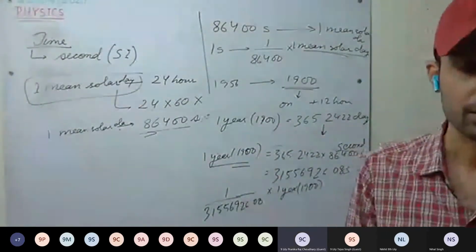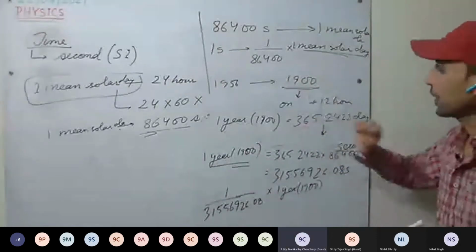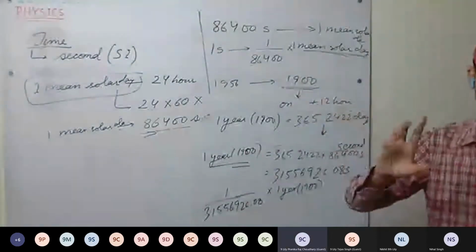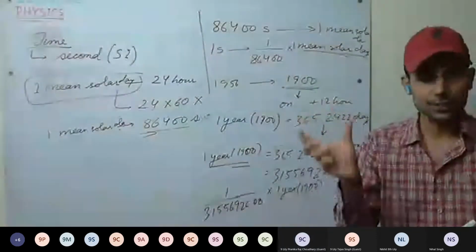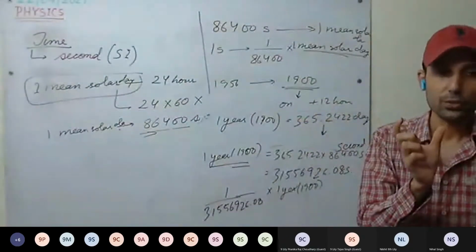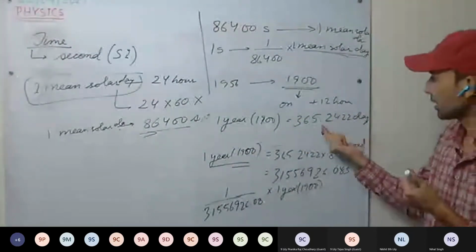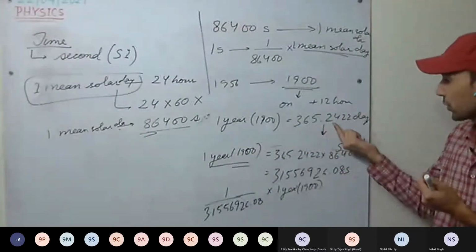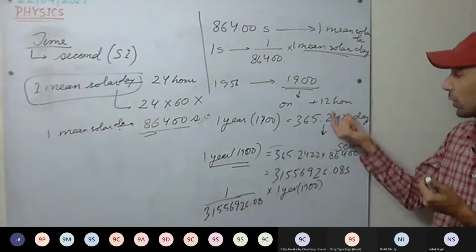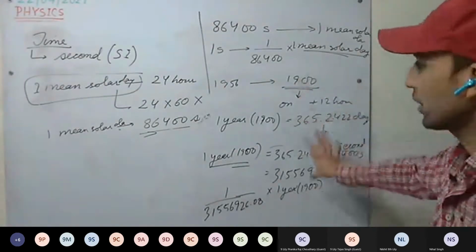So why did we take 12 hours? See here, our Earth completes 1 year in how many days? 365 days and some part, about 0.25. So we have taken 365.244 days, and 12 hours we have added here.